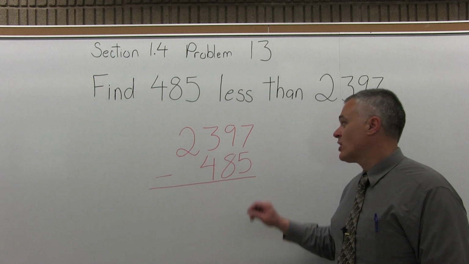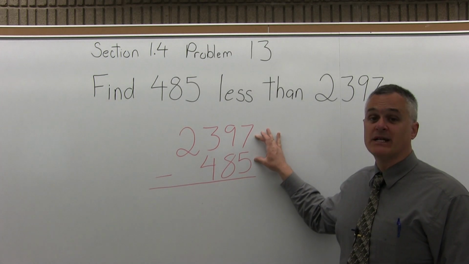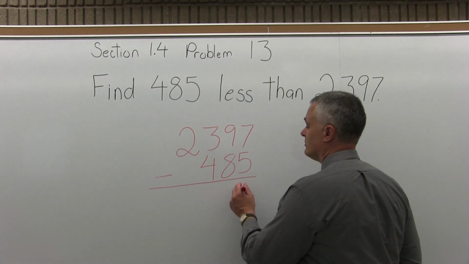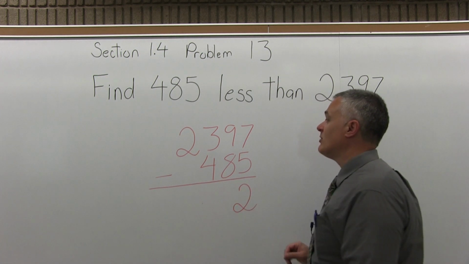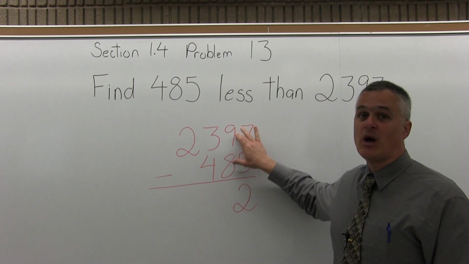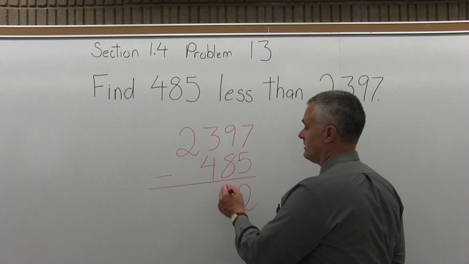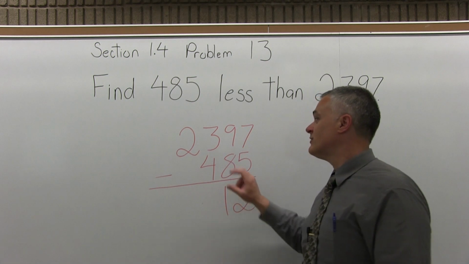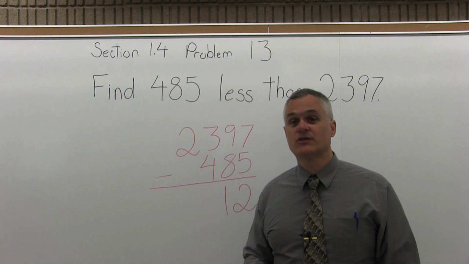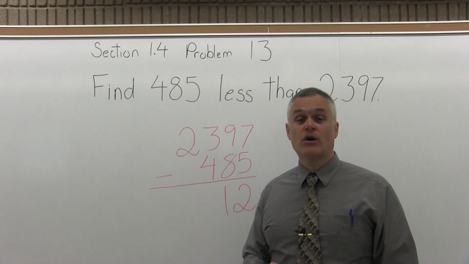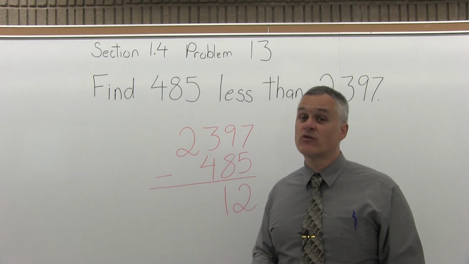So the far right column of digits, I have 7 minus 5, which is 2. The next column of digits to the left, I have 9 minus 8, which is 1. The next column of digits to the left, I have 3 minus 4. Now I have to borrow. 3 is not large enough to subtract 4 from.